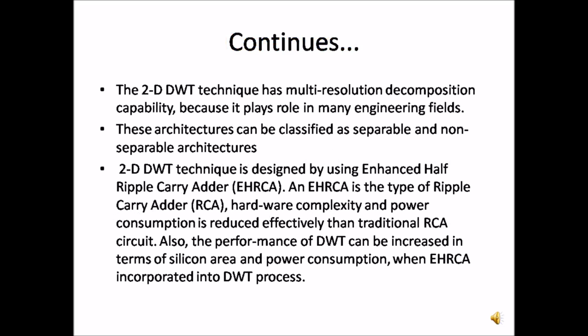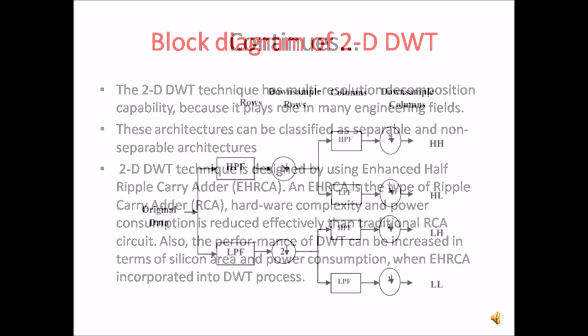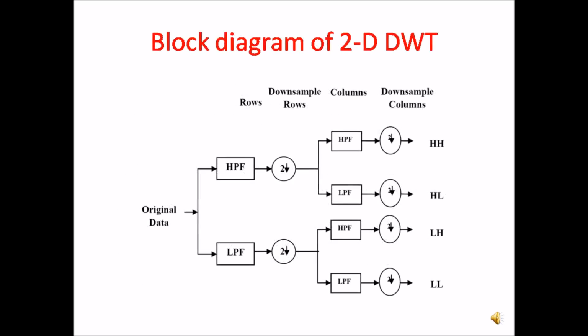The 2D DWT technique has multi-resolutional decomposition capability because it plays a vital role. Block diagram of 2D DWT. The original data is fed into high pass filter and low pass filter. Both are downsampled by a factor of 2. Again, the sampled output is fed into high pass filter and low pass filter, both in uppercase and lowercase respectively, and all those signals are again downsampled by 2 in order to obtain the HH, HL, LH and LL coefficients.